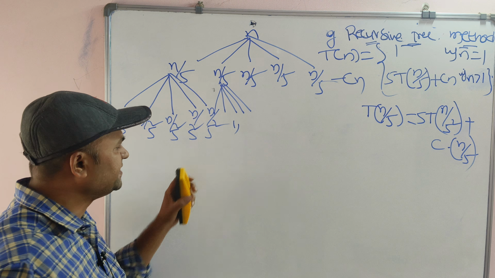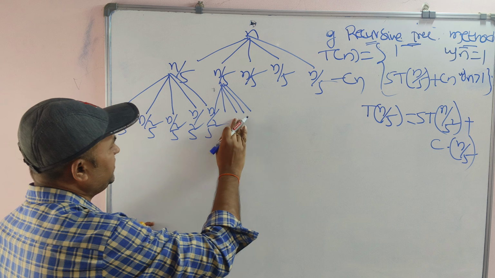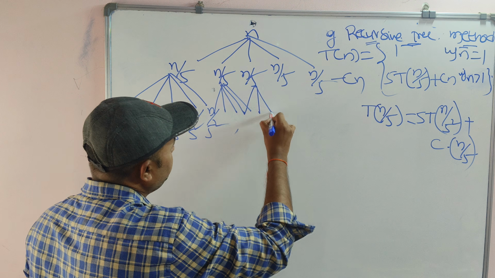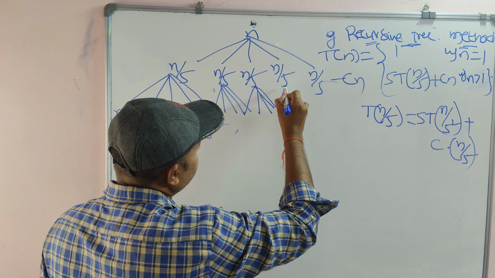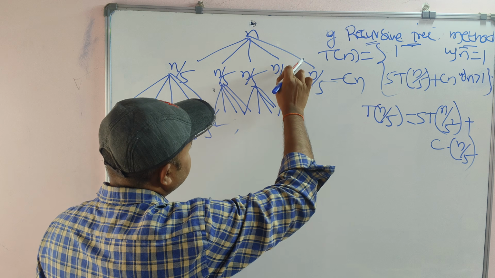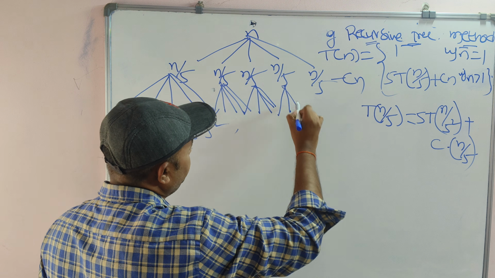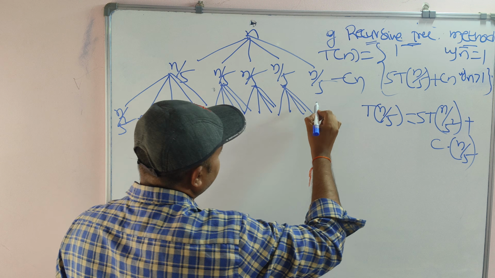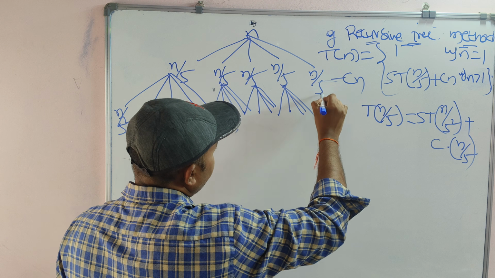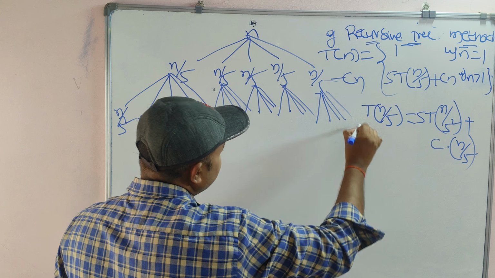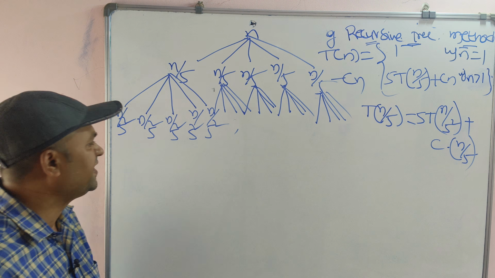Okay. For space constraints, I am not writing n by 5 square here. So it will be divided into 5 parts, where each part will contain n by 5 square elements. This n by 5 is divided into 5 parts, where each part will contain n by 5 square elements. It will be divided into 5 parts, where each part will contain n by 5 square elements.